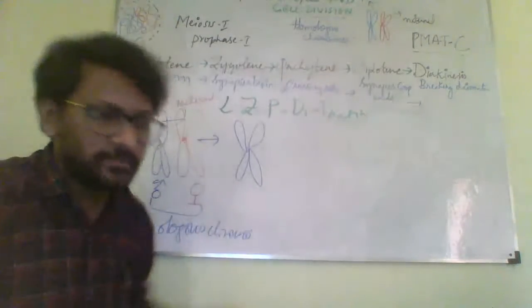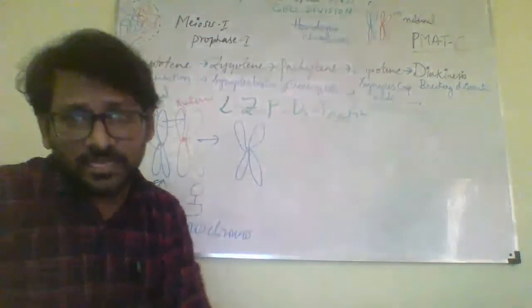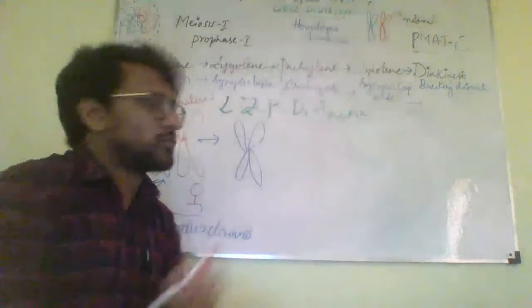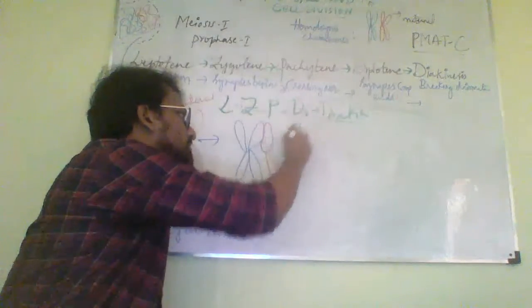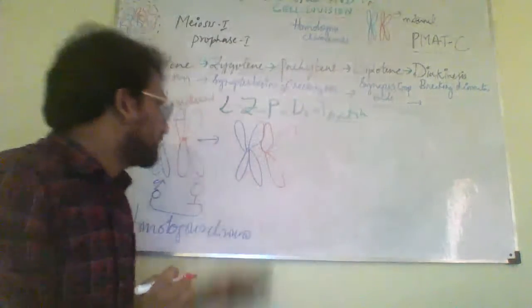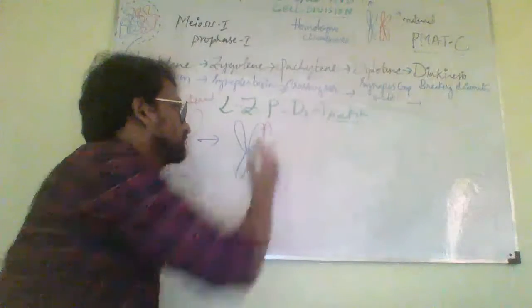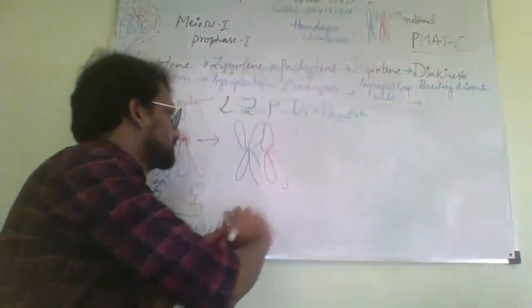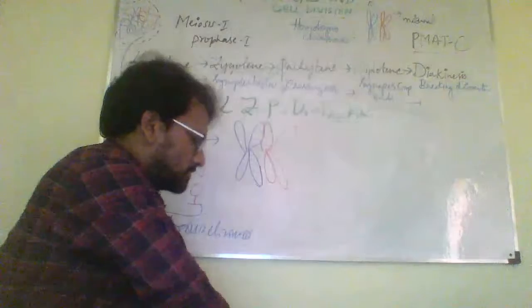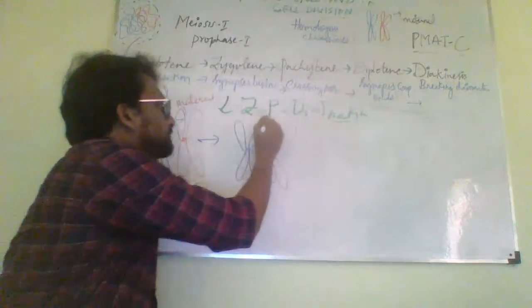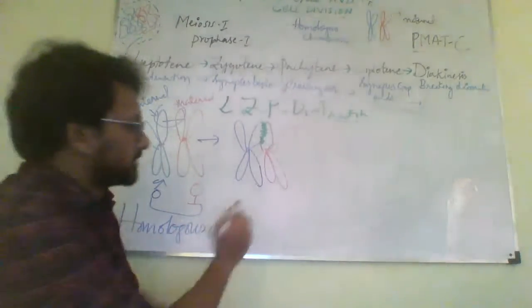There should be a genetic material exchange between non-sister chromatids. Before the exchange itself, there should be synapsis formation. It means they should come close and form a synaptonemal complex. So they form a complex like this. You can see here, this is the synaptonemal complex.